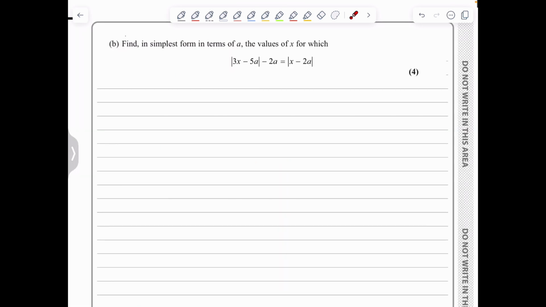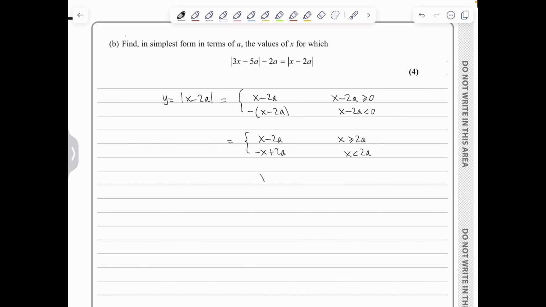In part B, we're asked to find in its simplest form in terms of a the values of x satisfying the given equation here. Now we can recognize the left hand side as being the graph provided, so I will start by considering y is the modulus of x minus 2a. So this is x minus 2a when the input x minus 2a is greater than or equal to 0. So again, the modulus part behaves like a normal set of round brackets. Or we can say it's equal to minus brackets x minus 2a when x minus 2a is negative. This simplifies to x minus 2a when x is greater than or equal to 2a, or minus x plus 2a when x is less than 2a.